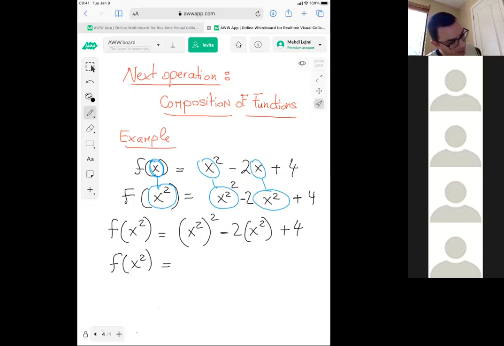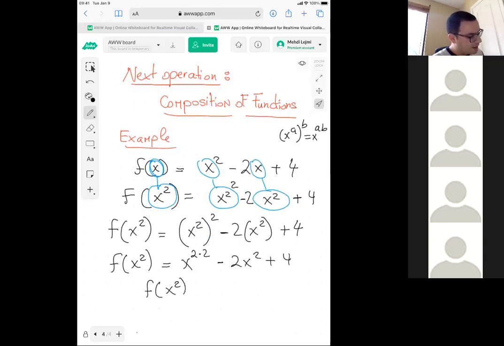Remember the power rule. If you have x to the power a, raised to the power b, that will be x to the power a times b. So x squared, squared, would be x to the power 2 times 2, right? So this is x to the power 2 times 2, minus 2x squared, and then plus 4. So the final answer, f of x squared, is x to the power 4, minus 2x squared, plus 4.